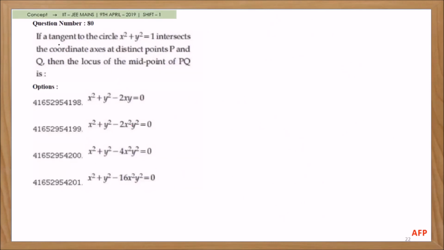Next problem. If the tangent to the circle x square plus y square is equal to 1 intersects the coordinate axis at distinct points P and Q, then the locus of the midpoint of P and Q is... okay, so locus we are supposed to find. So let us draw the diagram first. So this is the circle we are having.